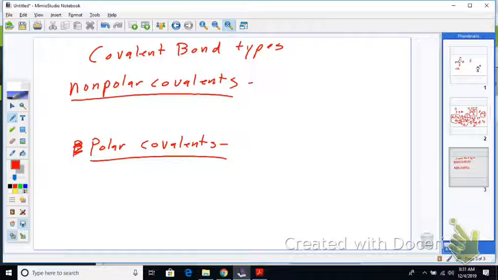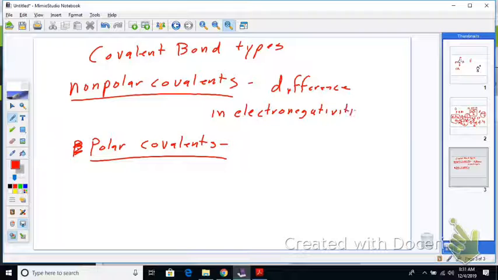Okay? So nonpolar covalent, we're going to look at the difference in electronegativity between the two bonded atoms would be 0 to 0.3. So I'm just going to put difference in electronegativity of 0 to 0.3. Okay, you're going to be able to understand that here in a second after we do a couple.